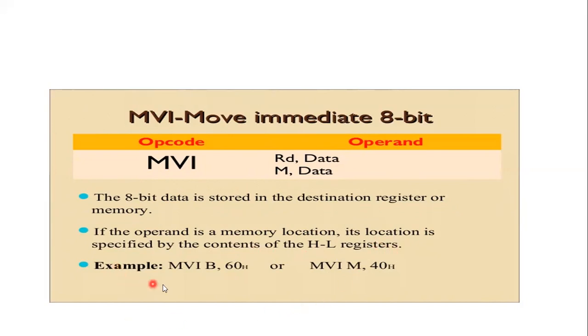So here you see the example: MVI B, 60 or MVI M, 40H. That is, the value 60 is moved to the register B. Here the value 40H is moved to M.